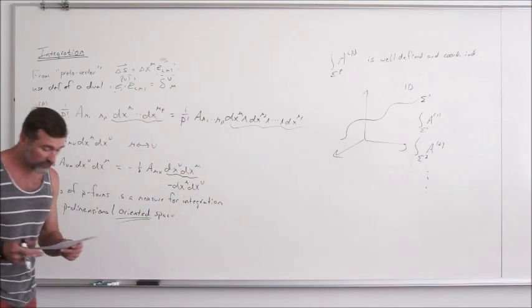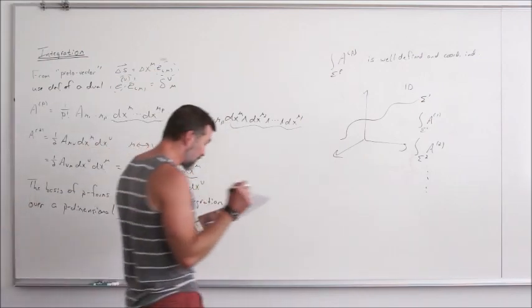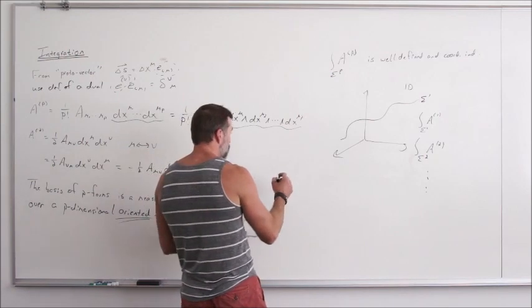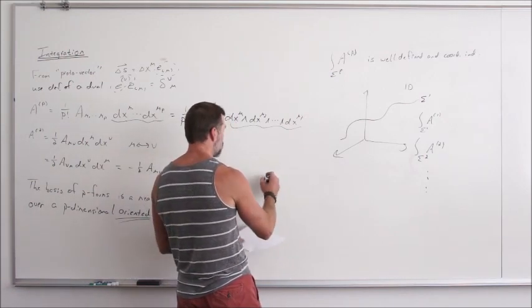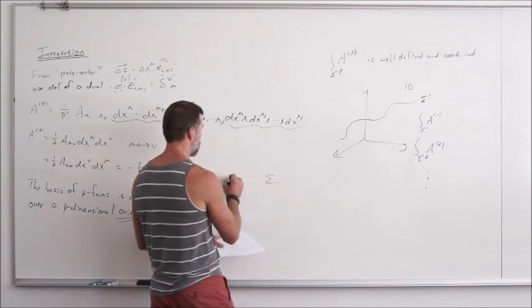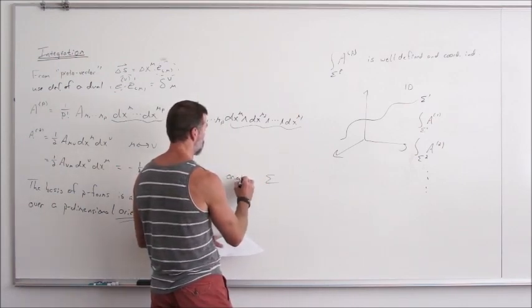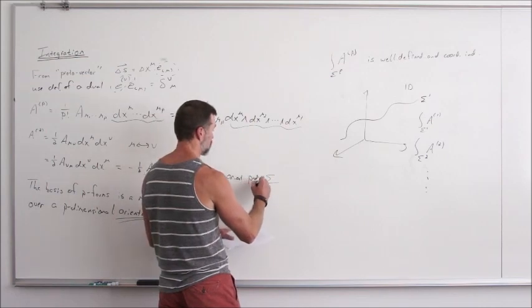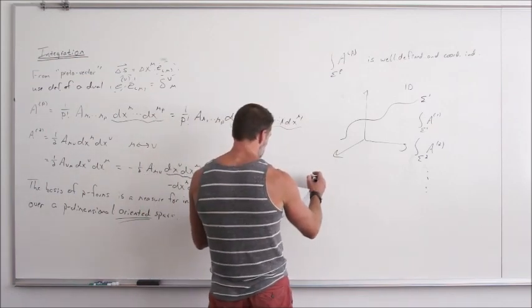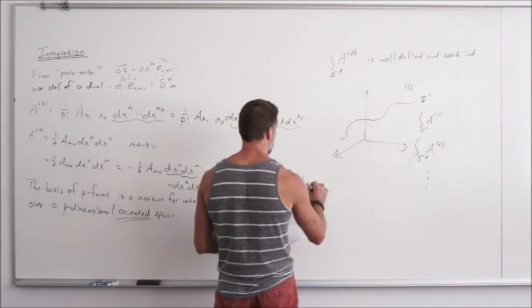Now, to get back to sort of more mundane things, one way to appreciate the power of differential forms is to consider the following. So first of all, for an orientable p-dimensional manifold sigma, we have the following result.